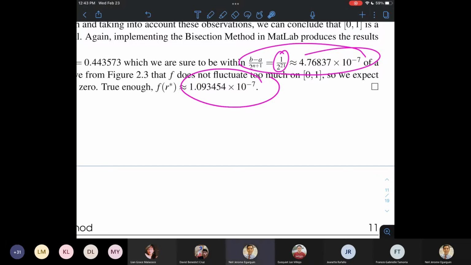Okay? Pero dito sa kaso nung example 2.3 natin, dahil yung function ay e to the x minus sine of pi x over 2 on the neighborhood of 1, okay, or on the interval 0 to 1, hindi ganun kabilis yung pagtaas or pagbaba ng function value. Kaya pag gumalaw ka ng 10 to the minus 7 to the left or to the right nung actual root, yung function values ay hindi rin lumalampas ng 10 to the minus 7 yung fluctuation. All right? So that's why this is a good example wherein a very small difference between the actual root and the estimated root gives also implied na yung function value ni R star ay napakalapit kay 0. Okay?